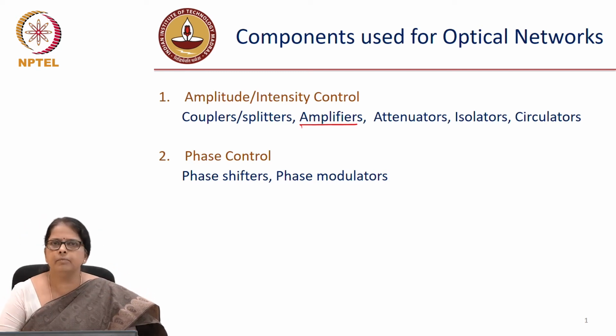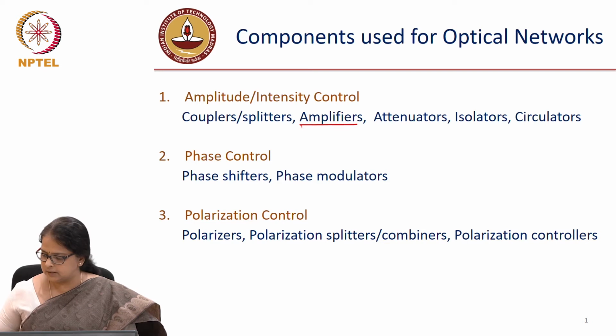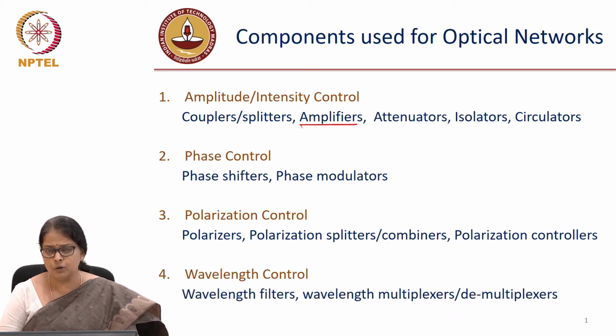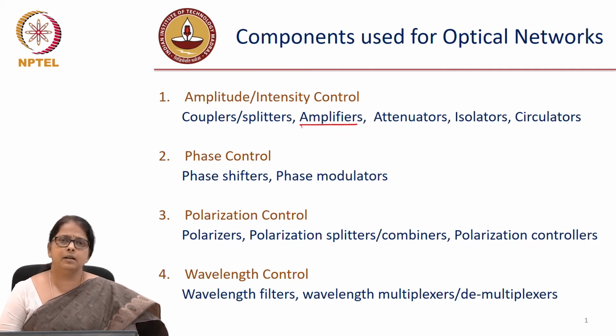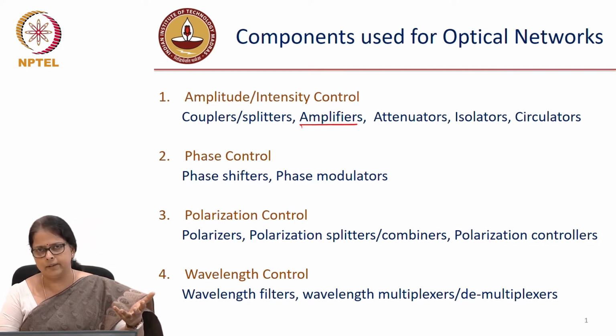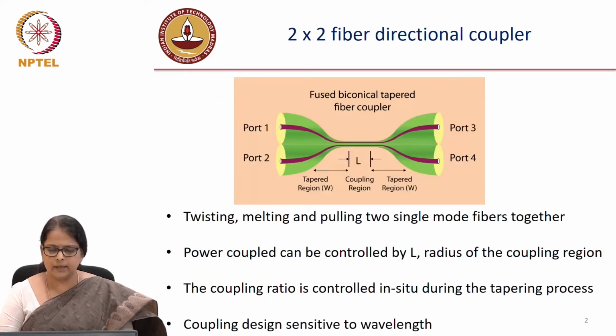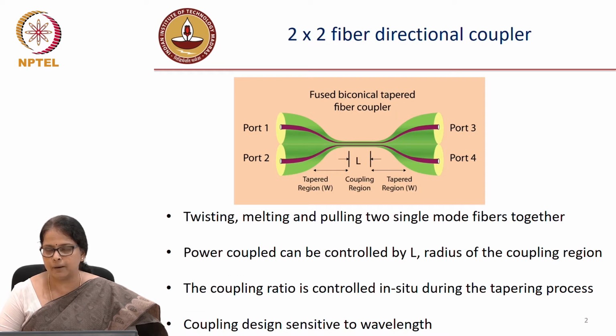We are not going to do much detail of this phase shifter, but we will do the details of polarization control. We had polarizers, polarization splitters, combiners, and polarization controllers, and we would also like to do wavelength control. So we are trying to find components that can control the different aspects of the electromagnetic wave, which are amplitude, phase, polarization, and wavelength. Okay, so let's start with the first element, which is a 2 by 2 directional coupler. This is for amplitude control, essentially of power.